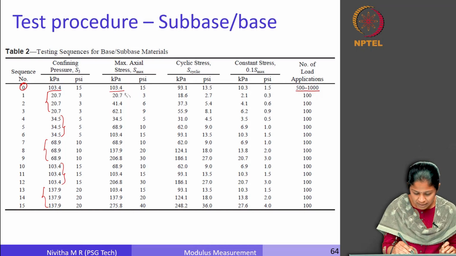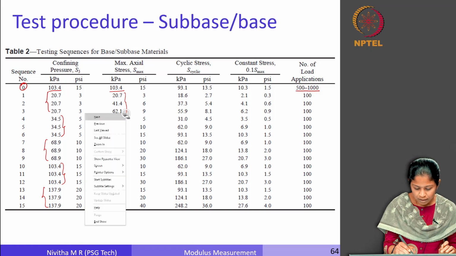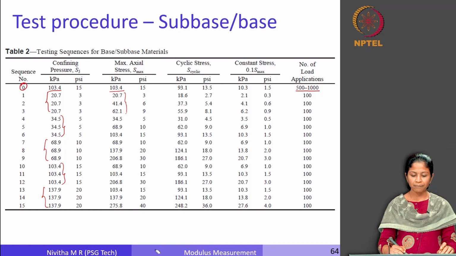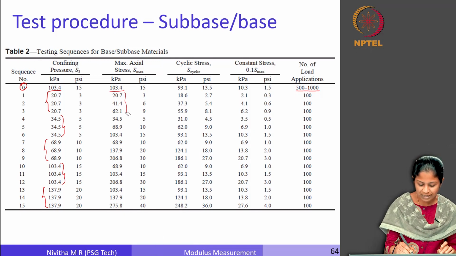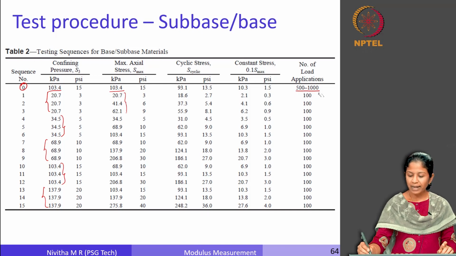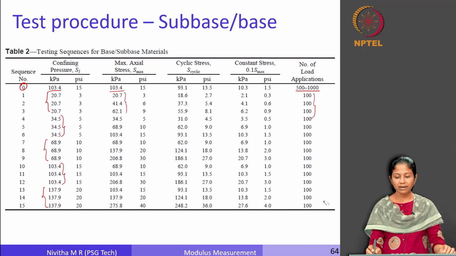For each case you can see the maximum axial stress is different. It is 20.7, 41.4, 62.1, 34.5, then 68.9, 103.4, again 68.9, 137. So it goes in a different manner. This maximum axial stress variation is carried out differently compared to the previous case for the subgrade materials. But again, for each sequence we have 100 repetitions.